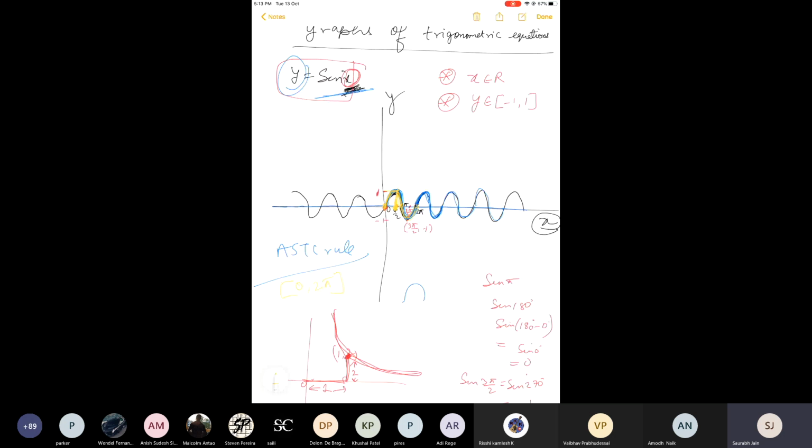What is the next angle after pi by 2 for which sine theta is 1? It is not necessary, it is a principal solution. My question is different now. What is the angle after pi by 2 for which sine theta is 1? So 5 pi by 2. Very good. Now this is about observing.